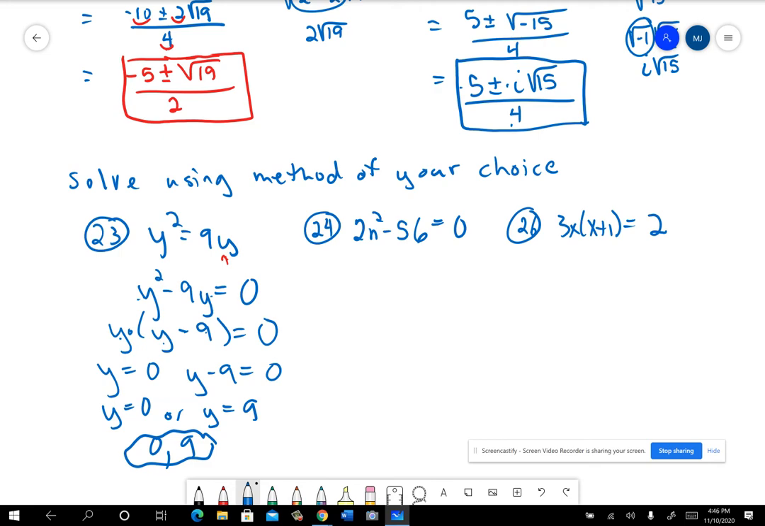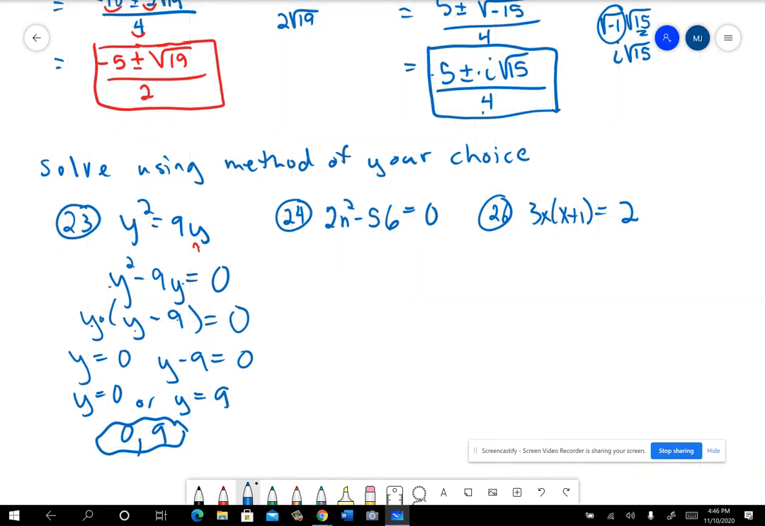Okay. All right, now look at 24 and 26. With 24, do you notice how there's no n term by itself? It's got a squared, it's got a constant, but it doesn't have an n by itself. This is missing that middle term.